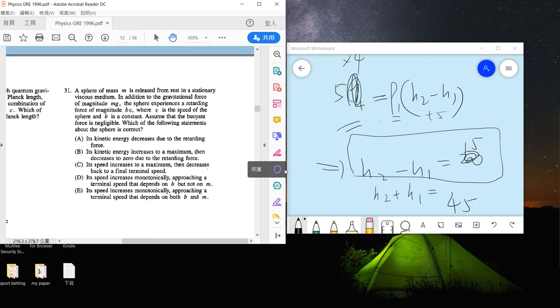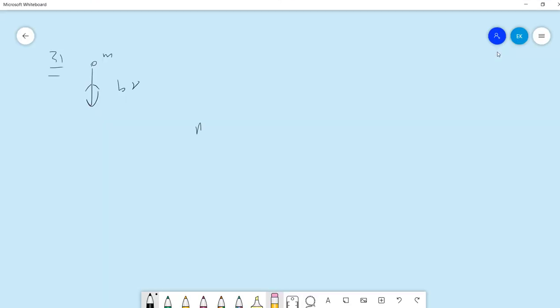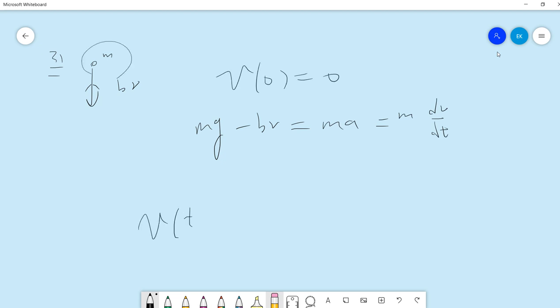Okay, so 31. You have a mass and you drop it, and there's a force b v. So the equation is m g minus b v equals m a, which is m dv over dt. And basically you can solve it, with v of 0 equal to 0. What you got is m g divided by b. Basically you can solve it by yourself, but I think it's not difficult.